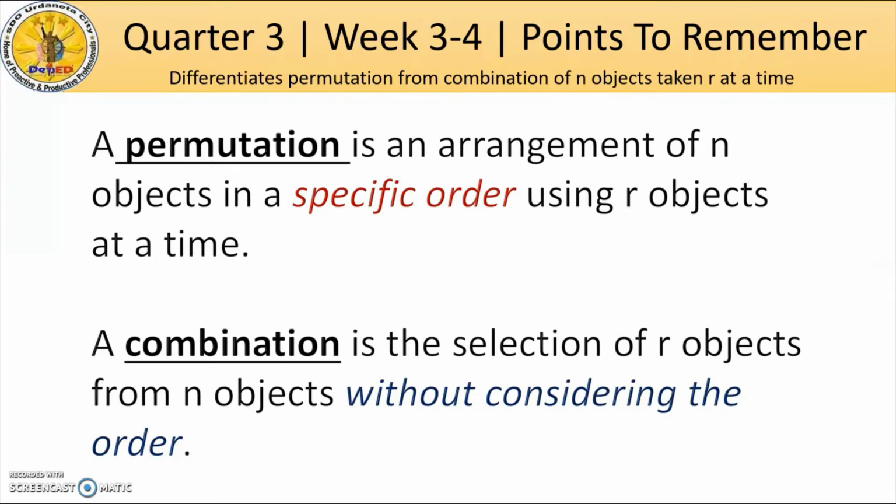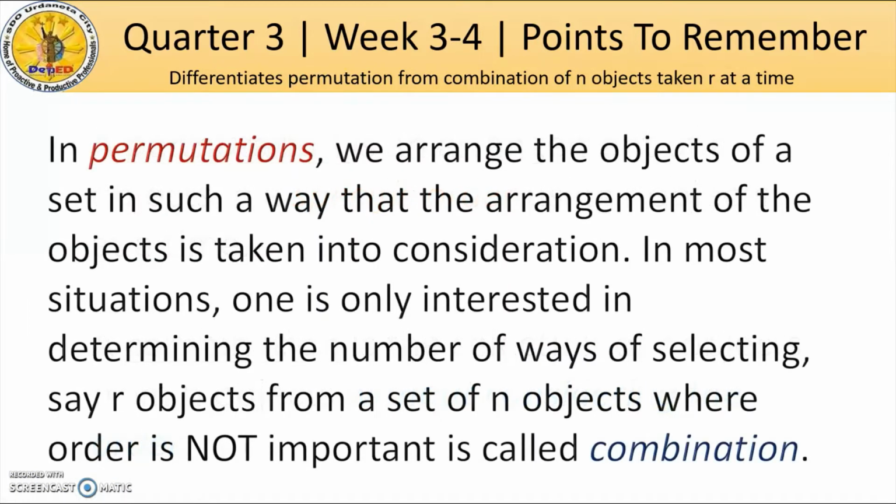A permutation is an arrangement of n objects in a specific order using r objects at a time, while a combination is the selection of r objects from n objects without considering the order. In permutations, we arrange the objects of a set in such a way that the arrangement of the objects is taken into consideration. In most situations, one is only interested in determining the number of ways of selecting, say, r objects from a set of n objects where order is not important. This is called combination.